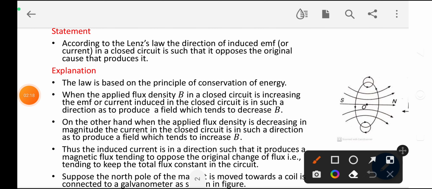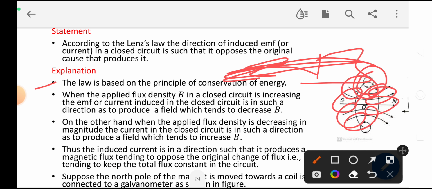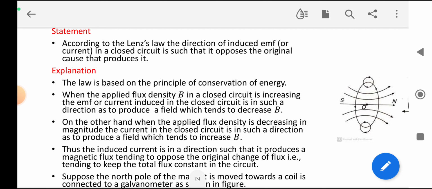Now see, the law is based on the principle of conservation of energy. Why is it the principle of conservation of energy? Here a bar magnet is given. If the bar magnet has to move forward and backward, it must contain certain energy. That energy appears here in the form of electrical energy. That is why it is based on the law of conservation of energy.